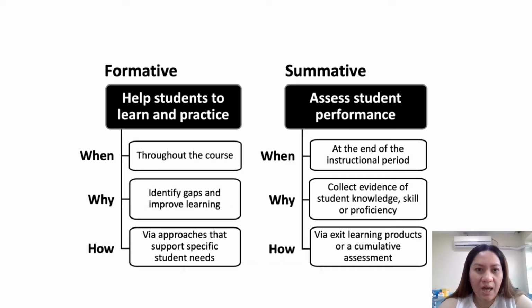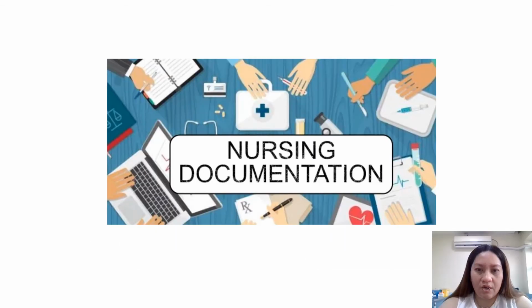So formative helps students to learn and practice throughout the course. Why? Identify gaps and improve learning. And how do we do that? Via approaches that support specific student needs. Summative, assess student performance at the end of the instructional period. Why? For us to be able to collect evidence of student knowledge, skills, or their competencies or proficiencies. How? Via exit learning products or cumulative assessment tools and methods.